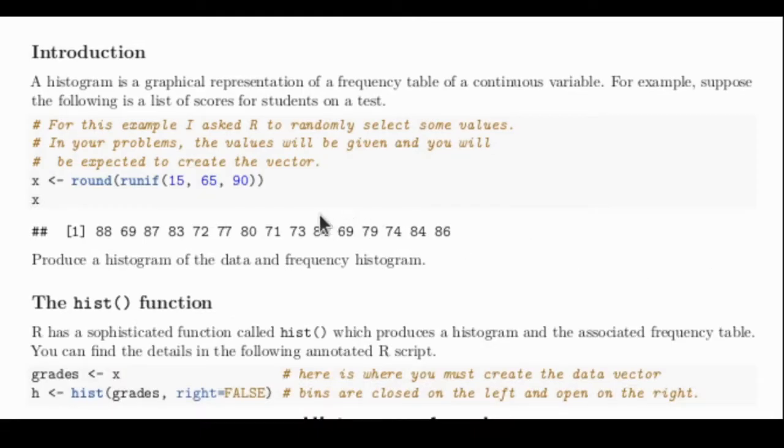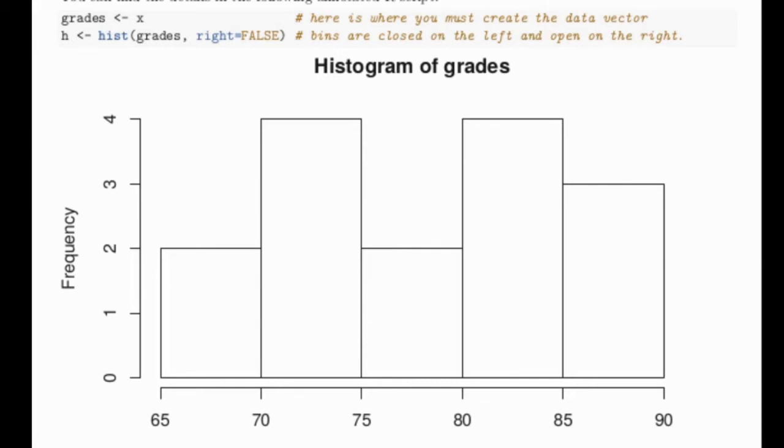R has a very powerful function called hist. It stands for histogram. Since we've already got this vector x created, we name it grades. But if you are doing this in an assignment, you would have to actually use the concatenate function and enter the grades there. So we're going to look at the histogram of grades. There's an added option here, right is equal to false. So there's the histogram of our data.